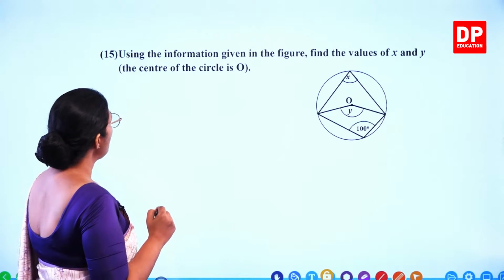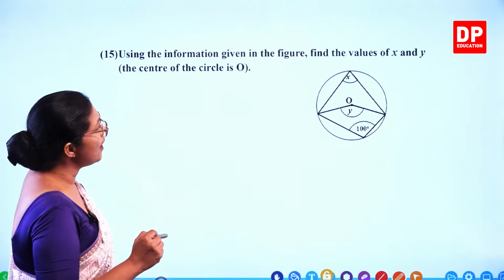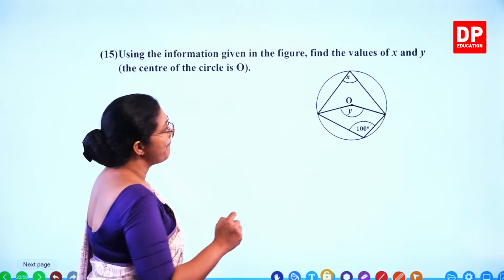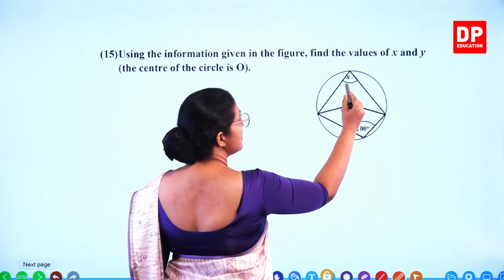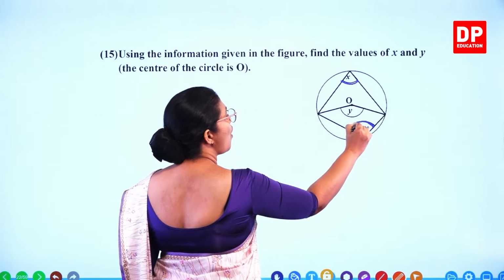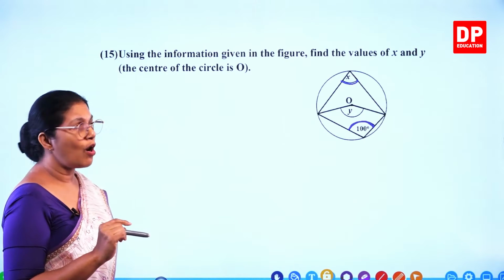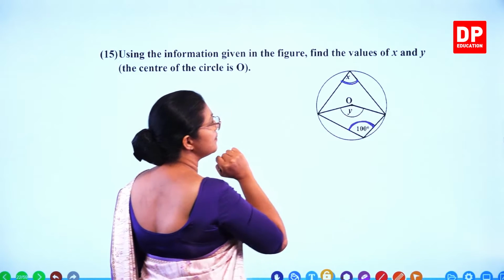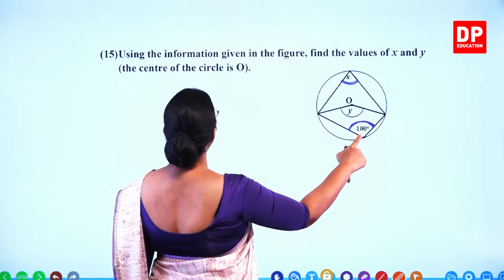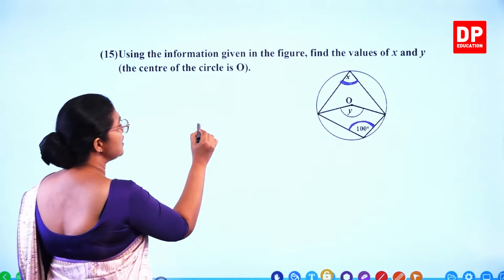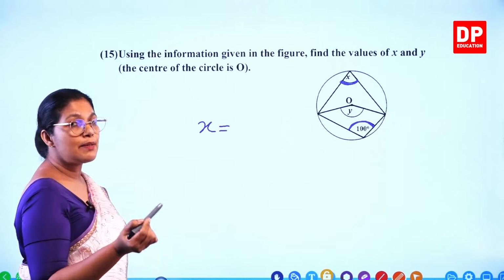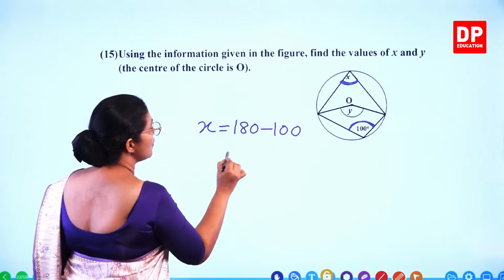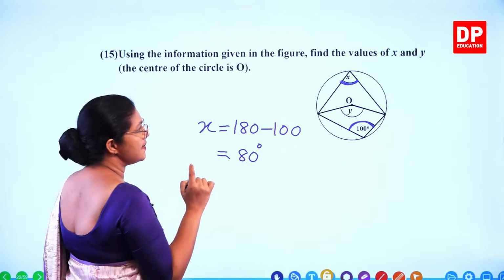Question number 15. Using the information given in the figure, find the values of x and y. The center of the circle is O. And also we can see that these two are opposite angles of a cyclic quadrilateral. This is a cyclic quadrilateral that all points are on the circle. If this is 100, what is this value? X. Straight away you can get 180 minus 100. So that's 80 degrees is x.